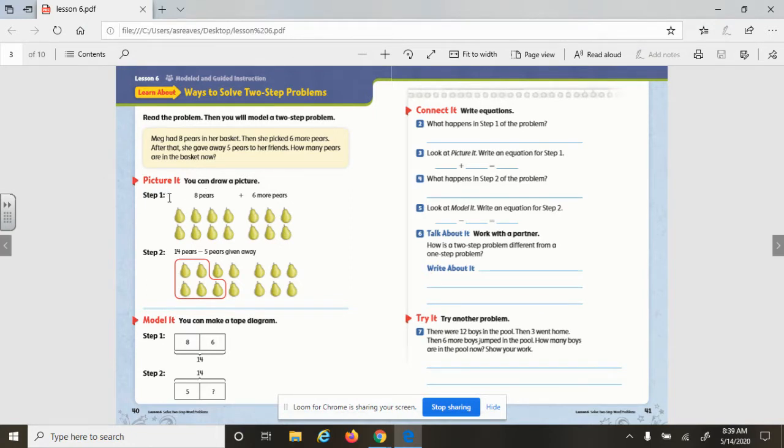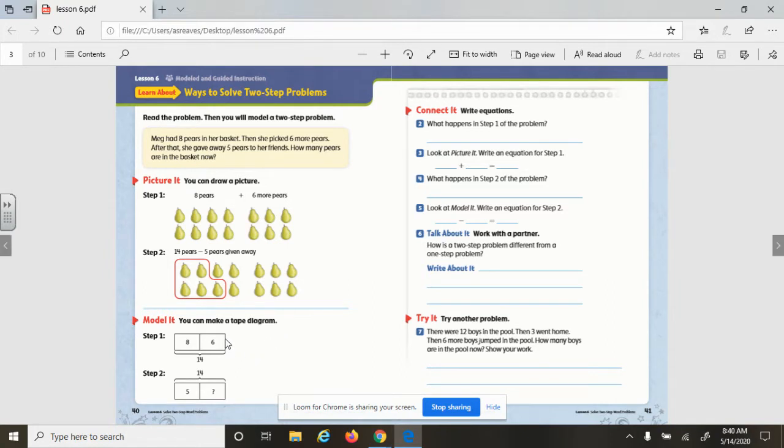So step 1, we're going to draw exactly what it tells us, that Meg has 8 pears in her basket, and then she picks 6 more pears. When we're getting more of something, the number is getting larger, so we know we're adding. So step 2 says that after that, she gave away 5 pears to her friends. So we have her total pears. She had 14 because 8 plus 6 is 14. And then she's going to give away 5. So they've circled the 5 that she's giving away. 14 pears minus 5 pears given away. We know when we give something away, the numbers get smaller. So that means we're subtracting.